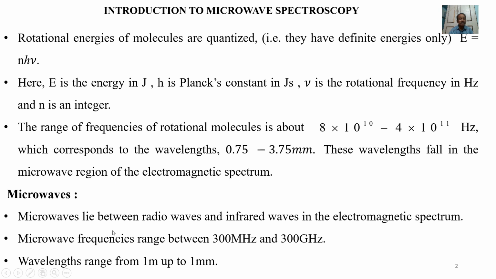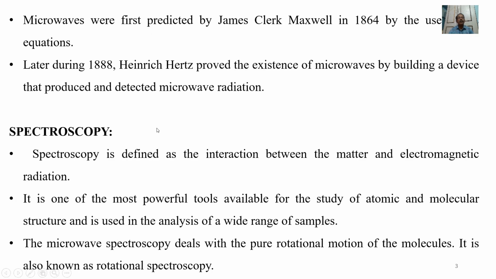Microwaves lie between radio waves and infrared waves in the electromagnetic spectrum. Microwave frequencies range between 300 MHz and 300 GHz. Wavelengths range from 1 meter down to 1 millimeter. Microwaves were first predicted by James Clerk Maxwell in the year 1864 by the use of equations. Later, in 1888, Heinrich Hertz proved the existence of microwaves by building a device that produced and detected microwave radiation.